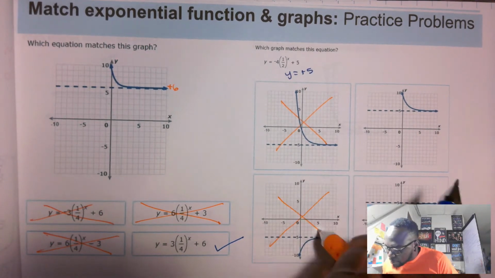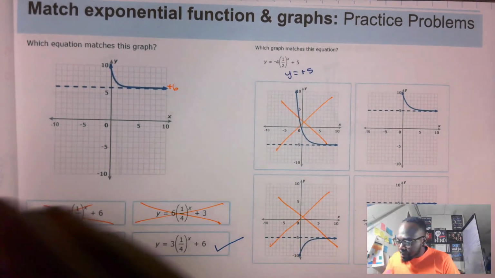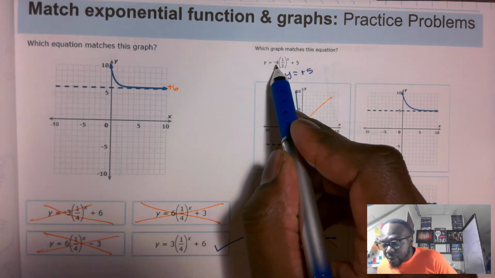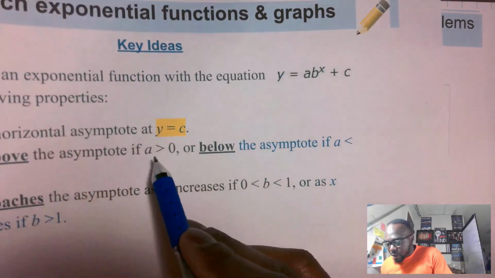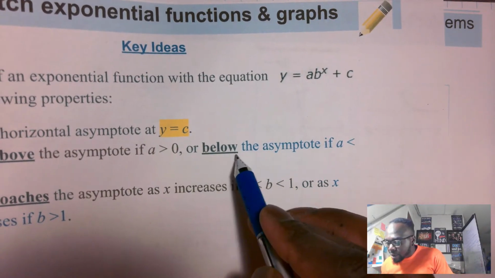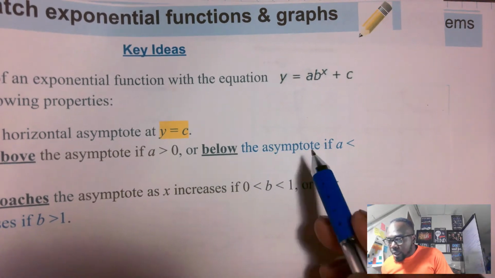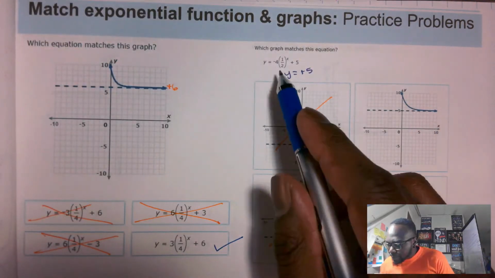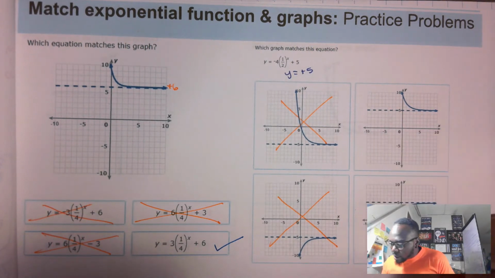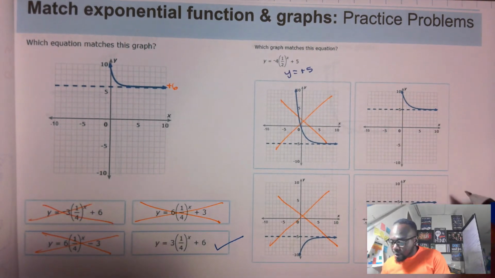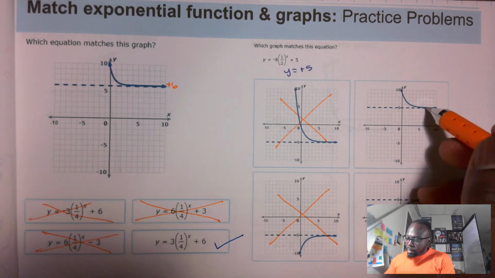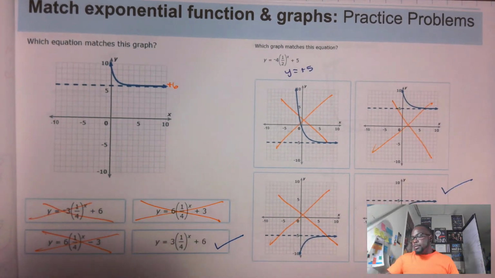That means I can put an x through that as well. So now we have a here, which is negative 4, so a is less than 0. If a is less than 0, that means it falls below the asymptote. So here, since a is less than 0, it has to fall below. That means this graph right here would be my answer. All right, and I can go ahead and put an x through that graph as well.